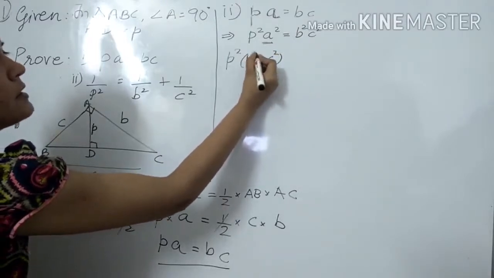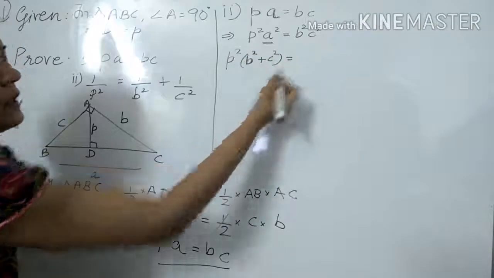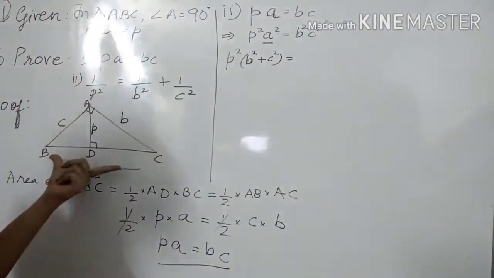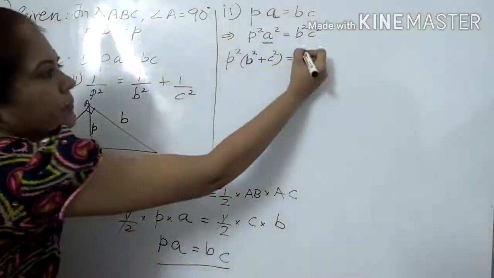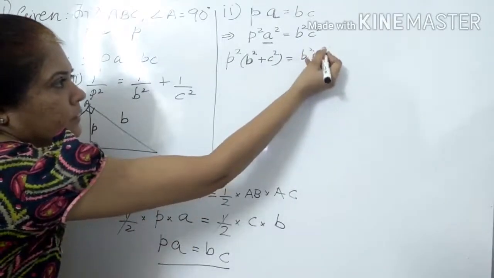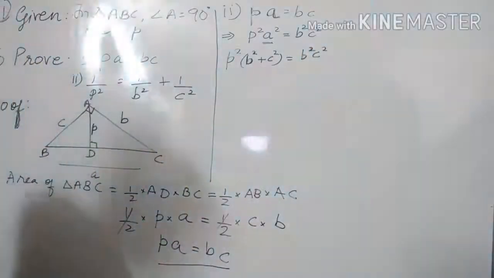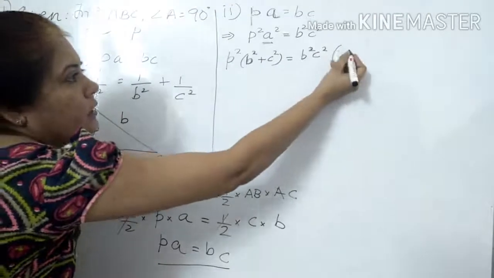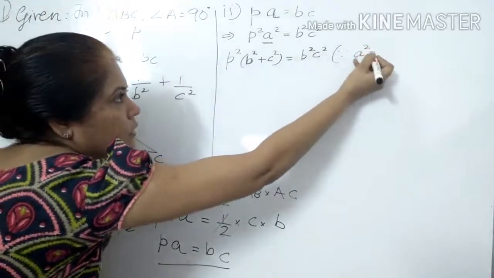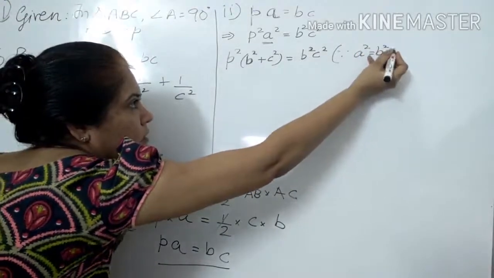So from where this B square plus C square comes, that you have to understand by the figure. Next, right side is same, B square, C square. Now, what we will do, you can write in the bracket that from where we have written this, A square is equal to B square plus C square.